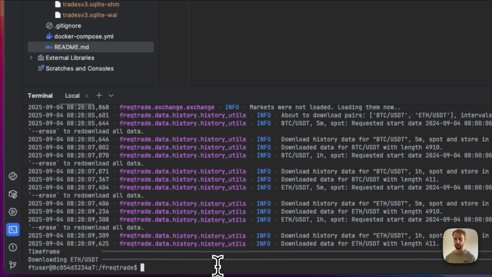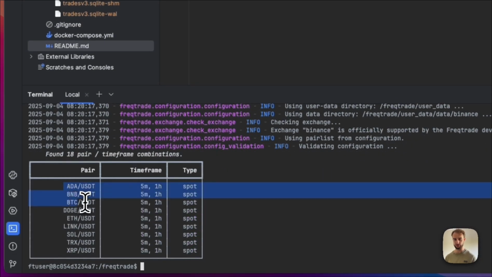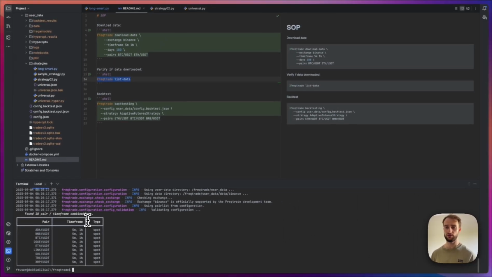Let's list the data and verify. Yeah, so we have lots of spot pairs here. I'm only focusing on Bitcoin and Ethereum at the moment. Yes, using spot because this is a long strategy, so I don't want to overcomplicate with futures at the moment. I just want to test its profitability. So we have a good one year of data when the market was different. The market was sometimes bearish, sometimes bullish, sometimes uncertain. That's a good chunk of data and helps us validate our strategy in different markets.